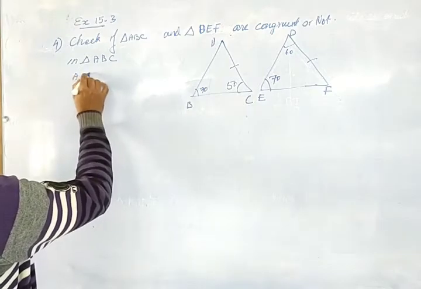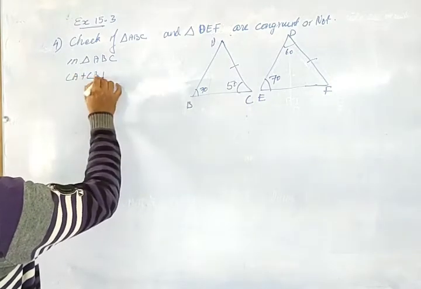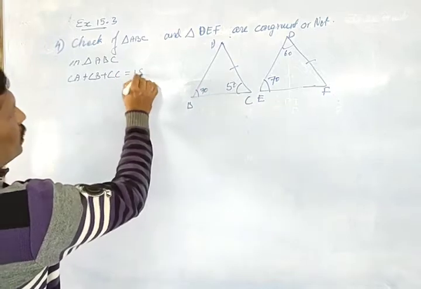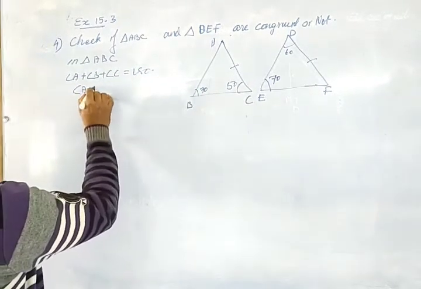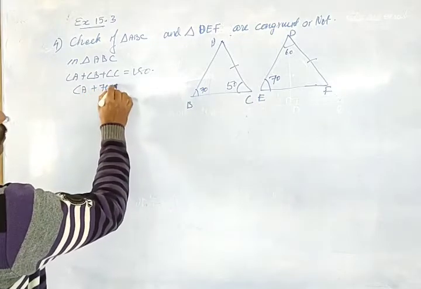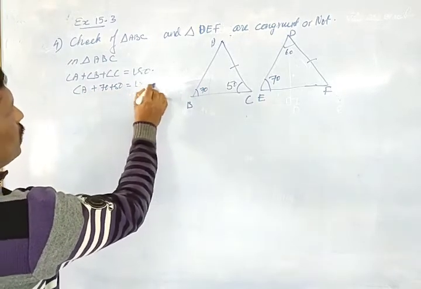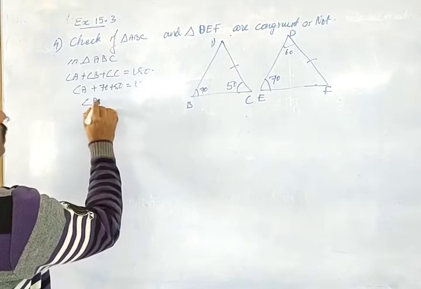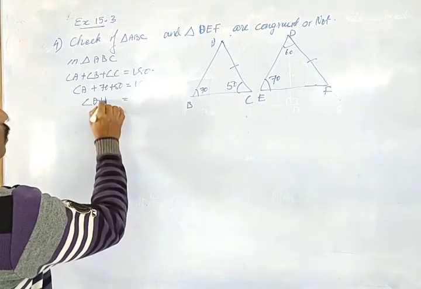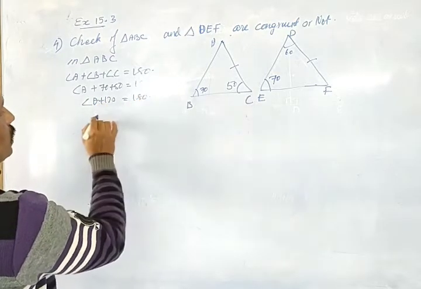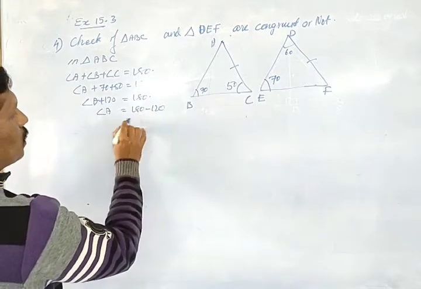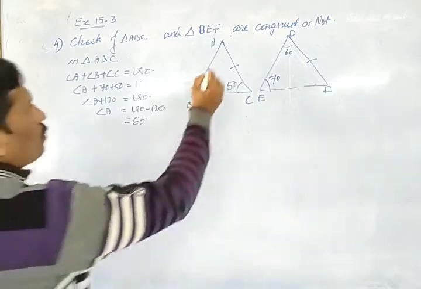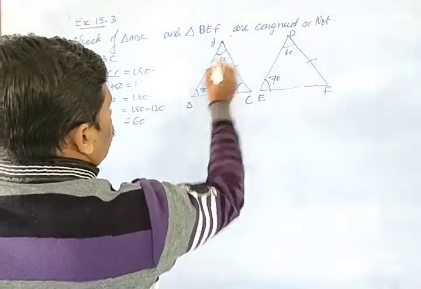Angle A plus angle B plus angle C is equal to 180 degrees, and A is not given. Angle A plus 70 plus 50 is equal to 180 degrees. Therefore, A plus 120 is equal to 180. Therefore, angle A is equal to 180 minus 120, that is equal to 60 degrees. So here we have found out that it is 60 degrees.